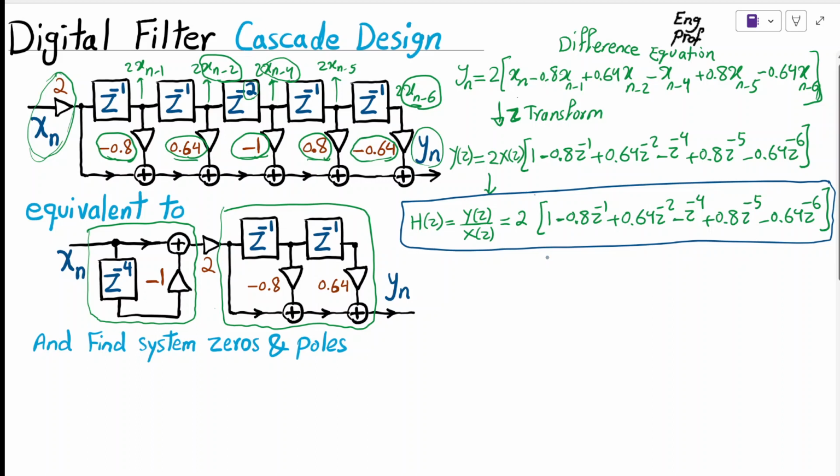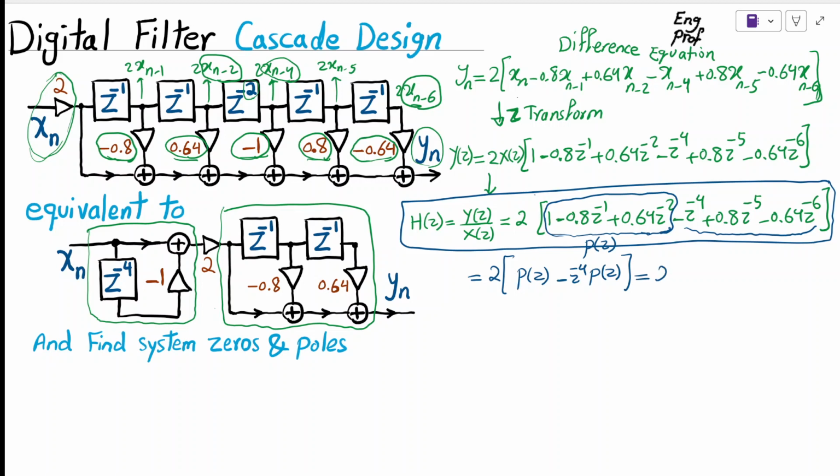Now, interestingly, we can factor out components here. As you can see, it's in the form of 1 minus 0.8 z^-1 plus 0.64 z^-2, and then again negative z^-4 plus 0.8 z^-5 minus 0.64 z^-6. If I keep 2 outside and name this p(z), then it's effectively p(z) minus z^-4 p(z), which means it's 2 times p(z) times (1 minus z^-4). So this transfer function is equal to 2 times (1 minus z^-4), and p(z) is 1 minus 0.8 z^-1 plus 0.64 z^-2.